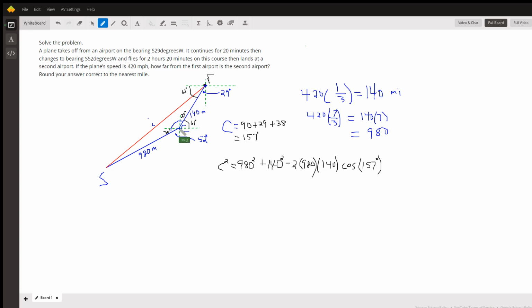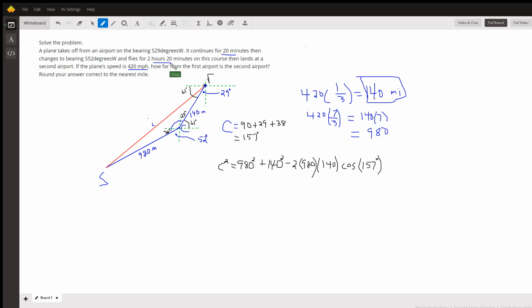Once it's traveled for 20 minutes, it changes its bearing to south 52 degrees west, creating this triangle. Now, how do we find the lengths of these blue sides? If it's traveling at 420 miles per hour for 20 minutes, 20 minutes is a third of an hour, 20/60. So a third of 420, that first leg is 140 miles.